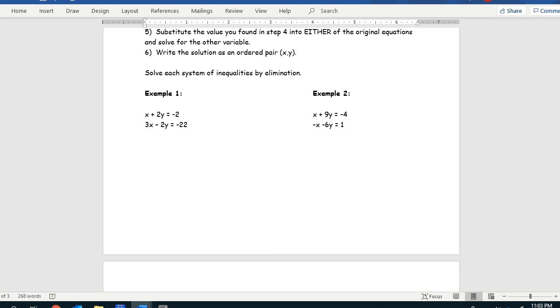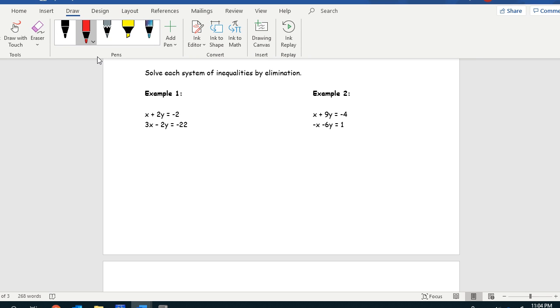Example 1. So our x's are lined up. X is above x. Y is above y. And what we're looking for is, do our x terms have opposite coefficients? This has a coefficient of 1. This has a coefficient of 3, so no. But let's look at our y terms. In the top equation, we have a positive 2. In the bottom equation, we have a negative 2 for our coefficients. So that's what we want to work off of.